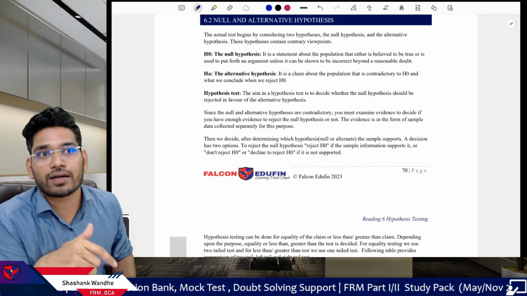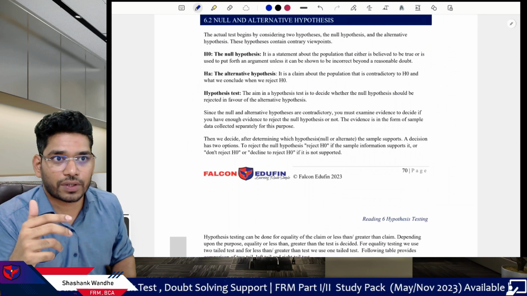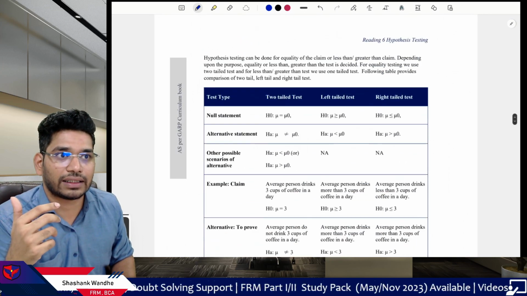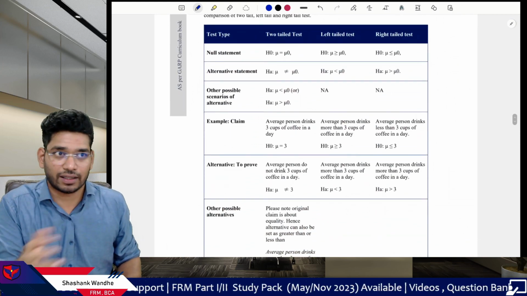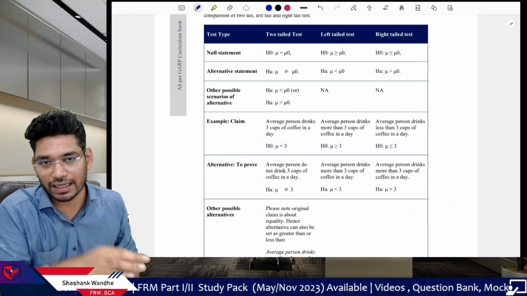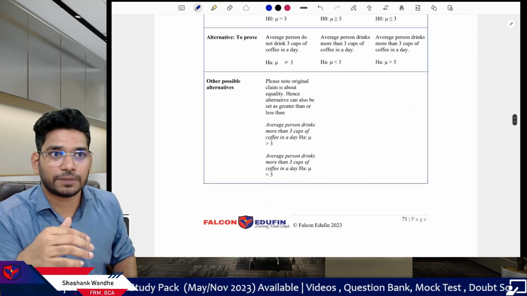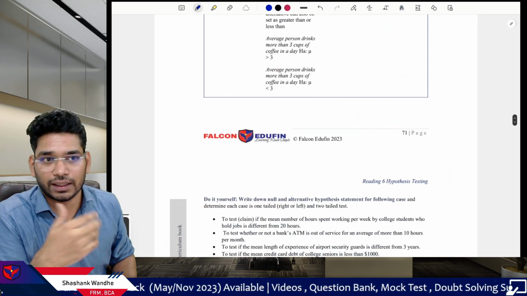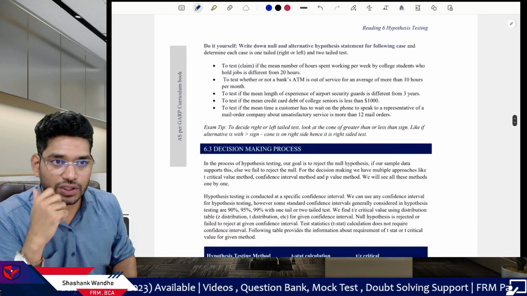Now here, null and alternate hypothesis. So H0 and HA, the null hypothesis and the alternate hypothesis. Understand what this is, and then this is the table. What happens in the left tail test, what happens in the right tail test, what happens in the two tail test, and everything is given here. So here we have the complete discussion, and then do it yourself. The illustrations are given here.